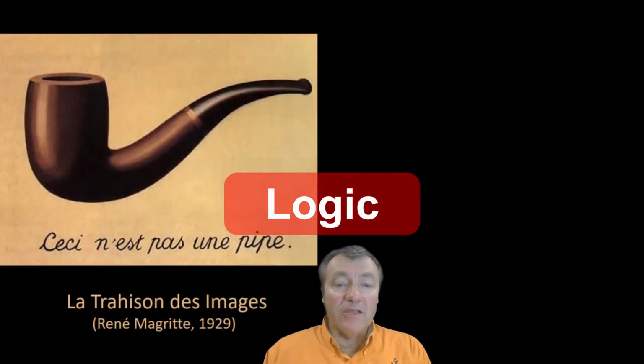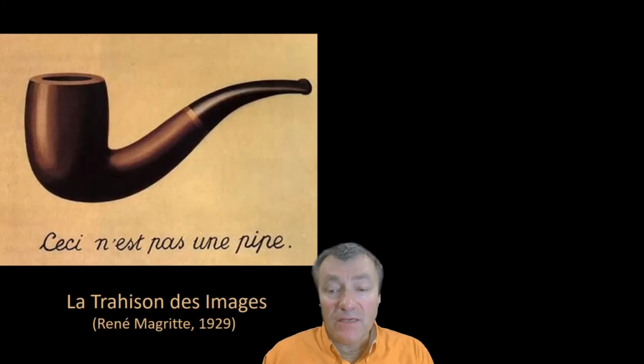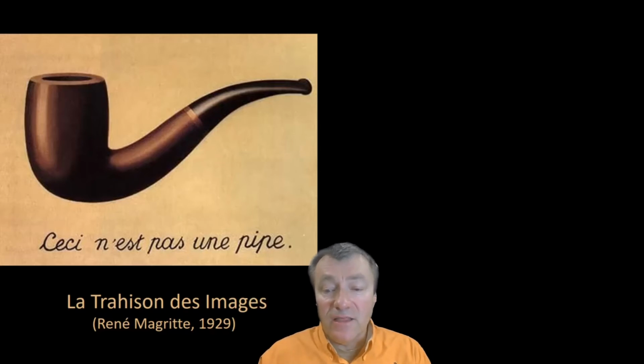Today we're talking a little bit about logic. We've already broached the subject in our previous video on sets. This is a well-known painting by the famous French artist René Magritte. The painting is entitled La Trahison des Images, meaning the treachery of images. And the inscription on the painting, written in cursive, declares that this is not a pipe.